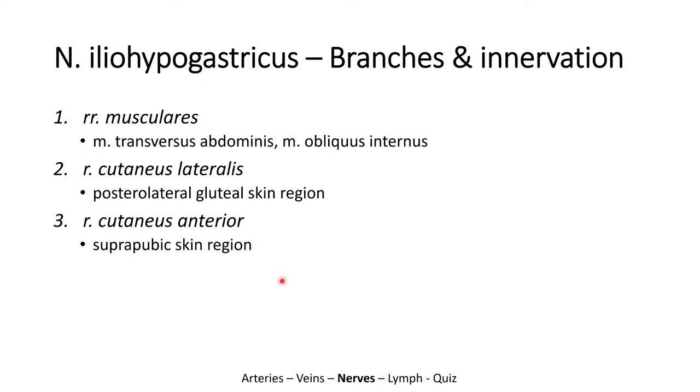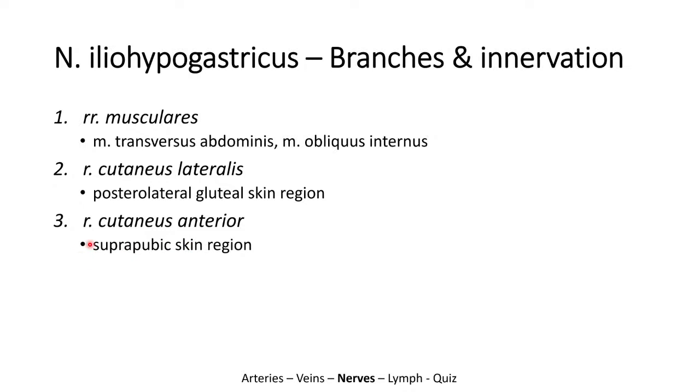As to the branches, we have some rami musculares. Of course, it runs between two muscles, so these two muscles are also innervated by this nerve: musculus transversus abdominis and obliquus internus muscle. Then we have ramus cutaneus lateralis, which will supply the posterior lateral region of the glute skin region. And we have ramus cutaneus anterior, which will supply the suprapubic skin region. Suprapubic means just above the symphysis pubis.